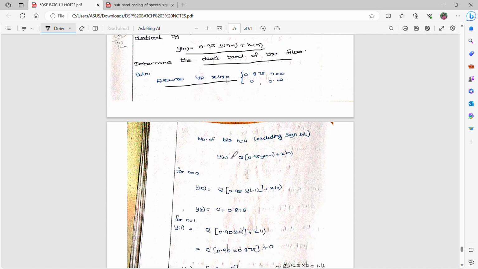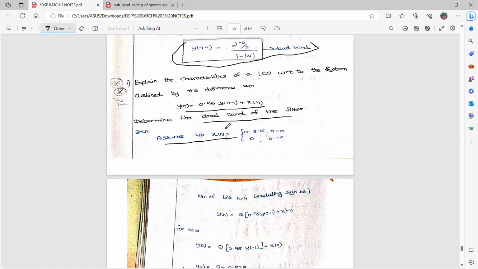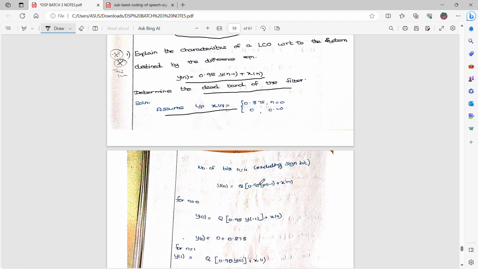Now let us take the number of bits equal to 4, excluding the sign bit. We don't include the sign bit, so we need to exclude it. So let us consider the number of bits, that is n is equal to 4. So let us take y of n minus 1 is equal to q into 0.95 y of n minus 1 plus x of n.